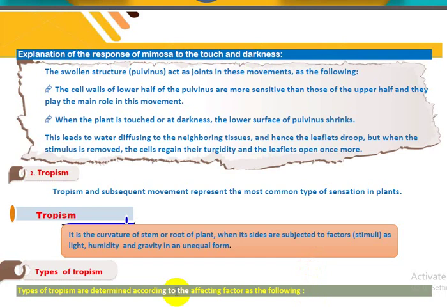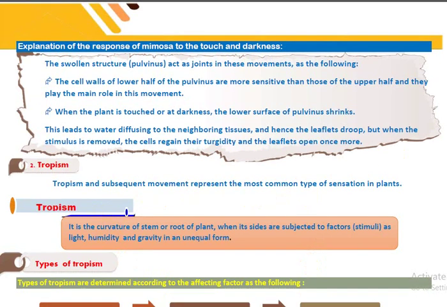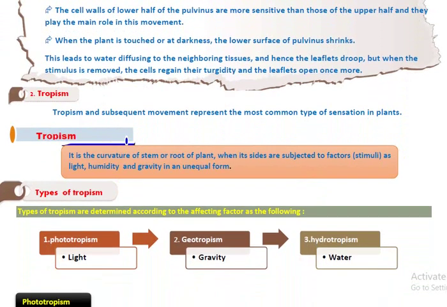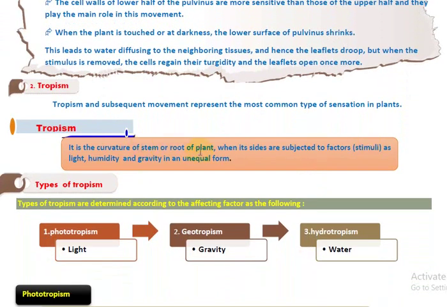Tropism. Tropism is a Latin word meaning a turning. Tropism movement represents the most common type of sensation in plants. Tropism means a turning. It is the curvature of the stem or root of a plant when its sides are subjected to stimuli such as light, humidity, and gravity in unequal form, meaning only from one side.